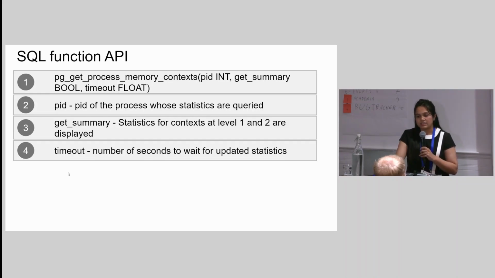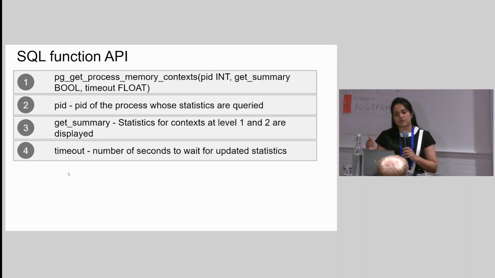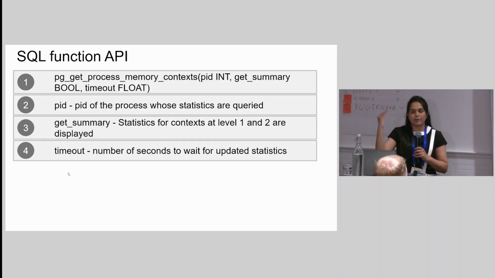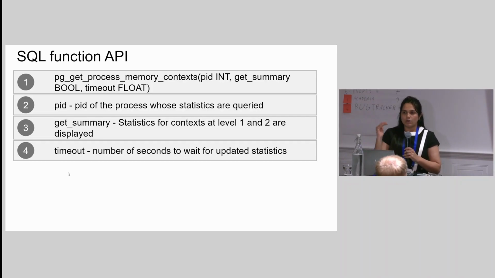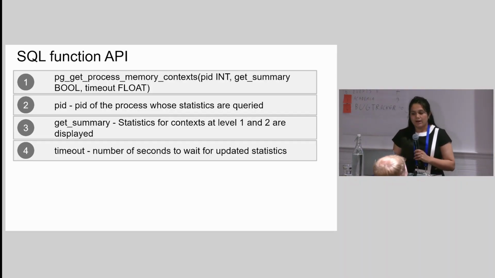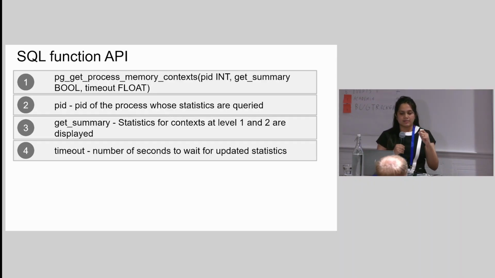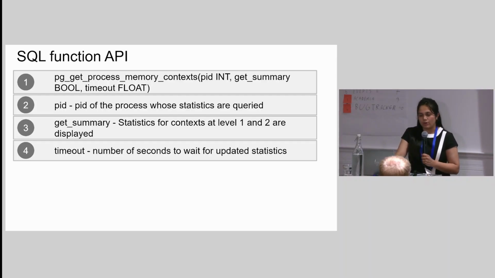in case what a user wants is the overall consumption number. Then they can go for get_summary, because that will only store context statistics for level 1 and level 2. Level 1 means the top memory context, and level 2 means all the children of the top memory context. All of the further children have their stats reflected in the level 2 context in the form of a total. So the numbers displayed there would represent all of the contexts, just that the individual entries won't be there. So it provides a summary of memory consumption.